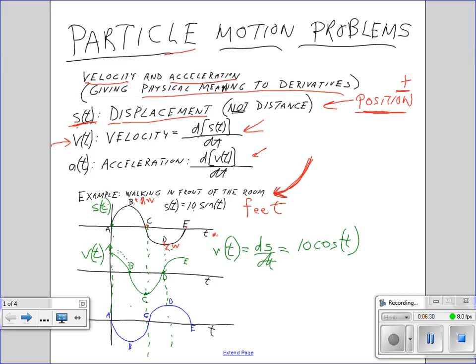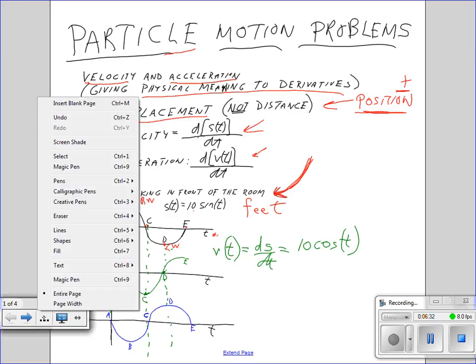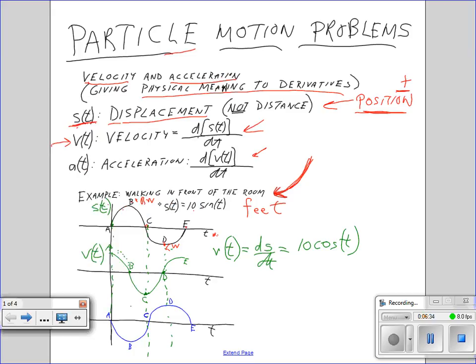Okay, I could also, if that's my velocity, A of t is what? Well, I know A of t is equal to dv dt, and I know that's equal to what? Well, I know how to take the derivative of this, right? Minus 10 times the sine of t.